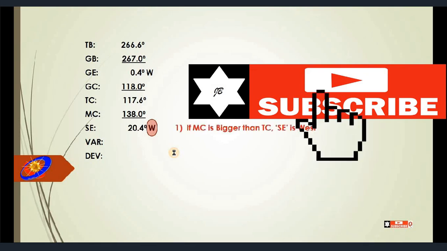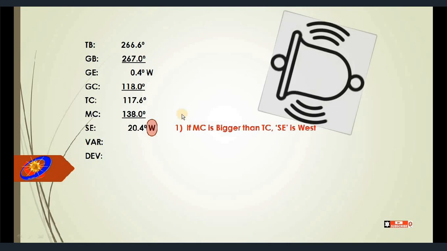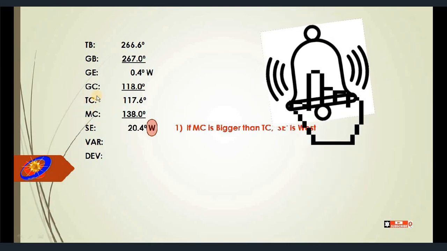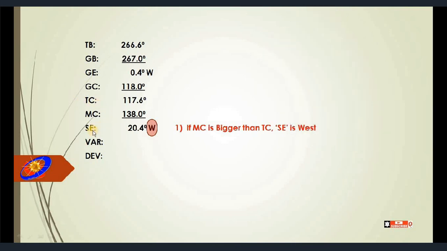And why is it west? We have two rules again. Number one rule, if magnetic course, or MC, is bigger than true course, which is TC, standard error is west. Number two rule, if magnetic course is lesser than true course, then the standard error is east. So now we have west because our magnetic course is bigger than true course.